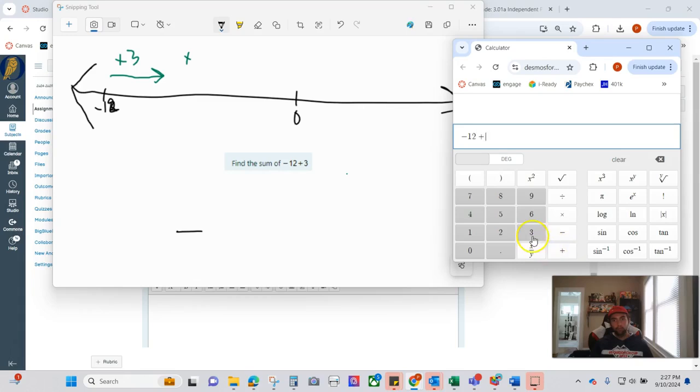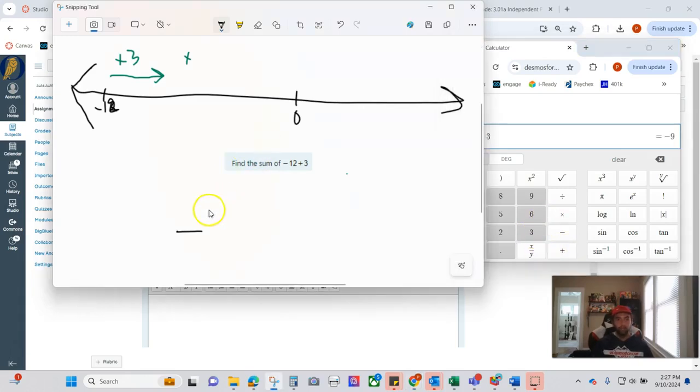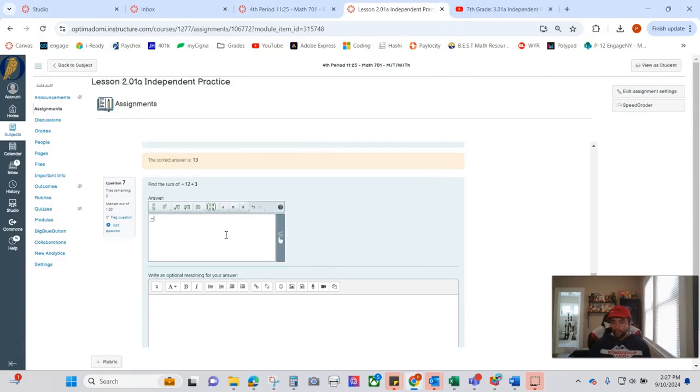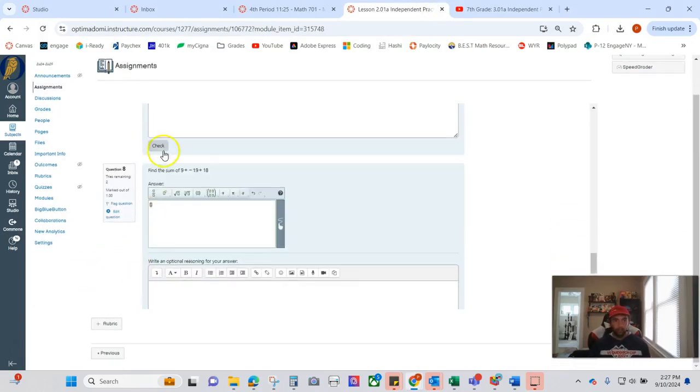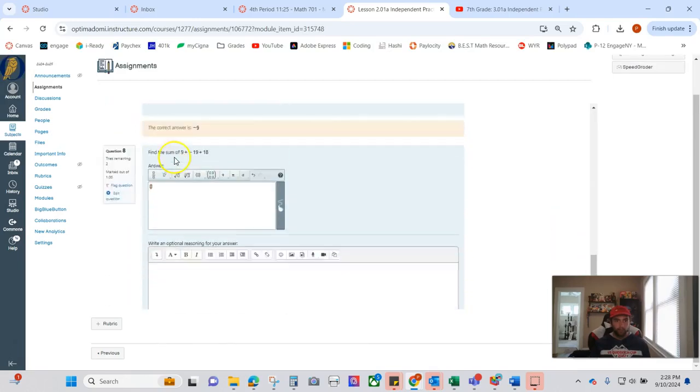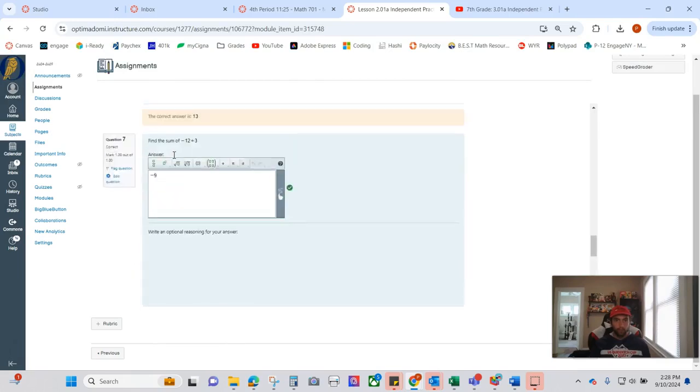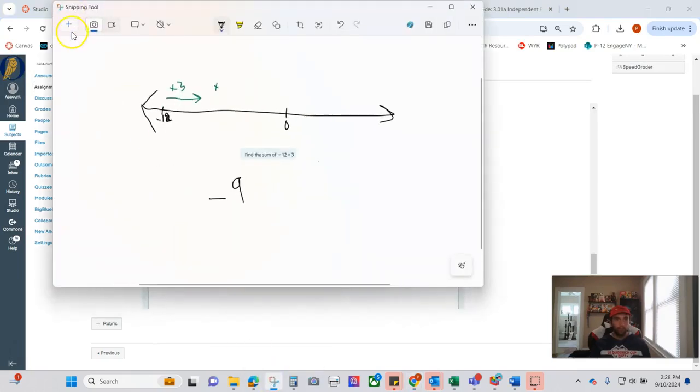Negative 12 plus 3. Negative 9. And that kind of makes sense, right? 12 minus 3 is 9. So if you had a loss of 12 and then you gained 3, you'd be left over with 9 negatives. Let's type this in. Negative 9. All right, 2 more questions.